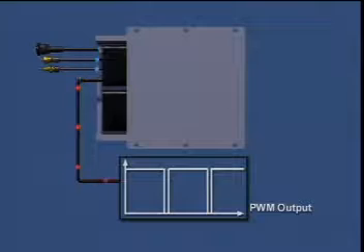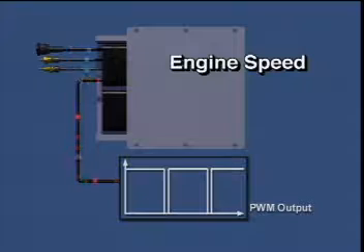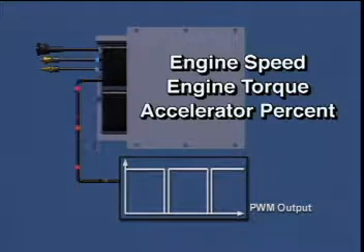The dedicated PWM output feature allows the OEM to create a 12-volt pulse-width modulated signal whose duty cycle is selected by the calibration to be proportional to either engine speed, engine torque, or accelerator percent. The intended use of the analog signal is to control an engine or transmission that relies on an analog signal input.